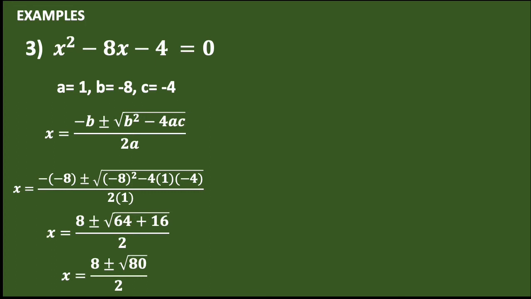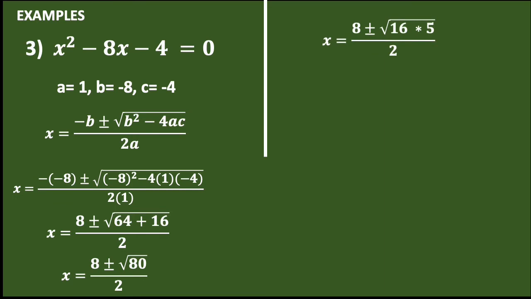Let us continue. In this case, all we have to do is find the factors of 80 that has a perfect square. And 80 will become 16 times 5 because 16 is a perfect square. And we can now simplify it. And what is the square root of 16? We have 4. We are going to place that outside the radical sign.